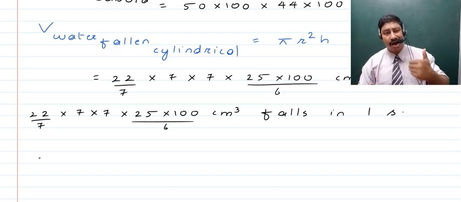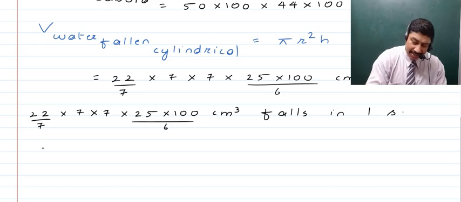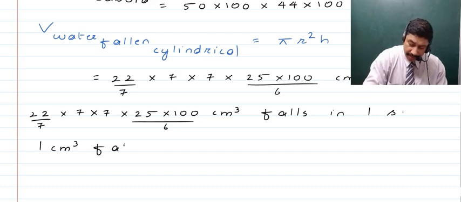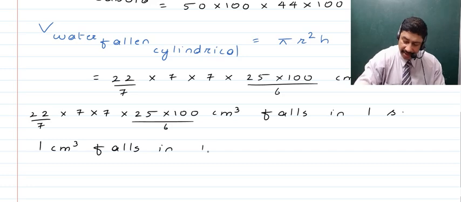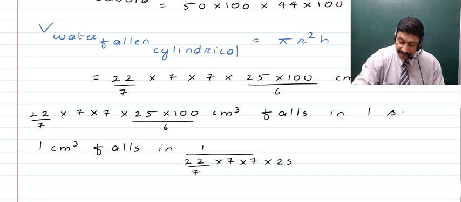They'll be equal to how many of the second physical quantities. So here, children, we'll be talking about 1, so we will say that 1 centimeter cube falls in right upon left, that will be 1 divided by 22 upon 7 into 7 into 7 into 25 into 100 divided by 6.